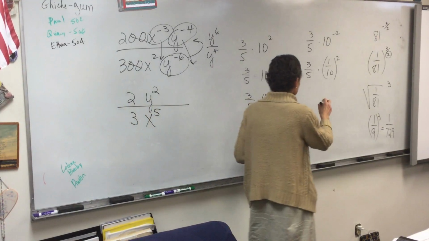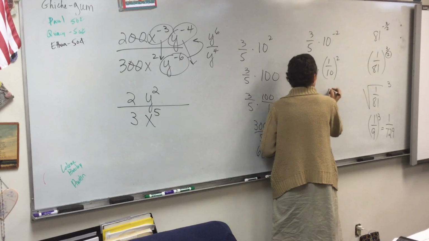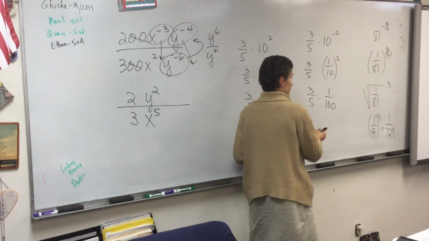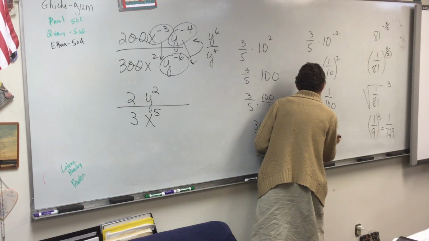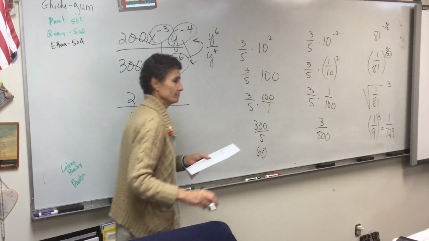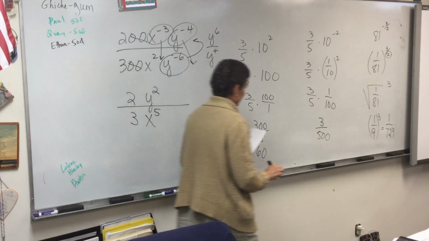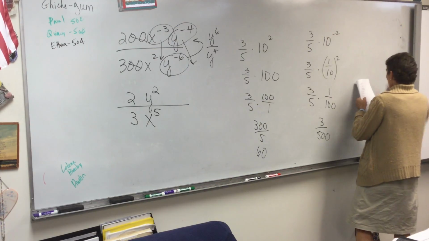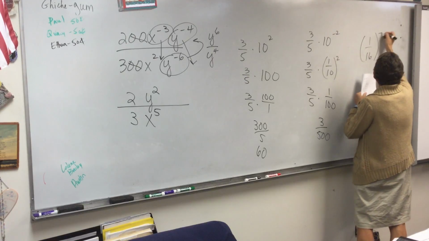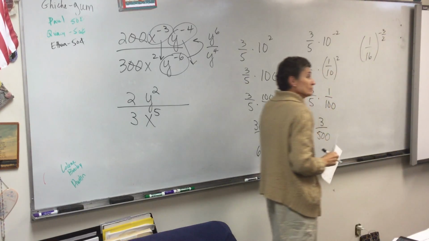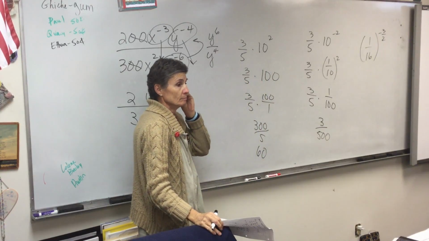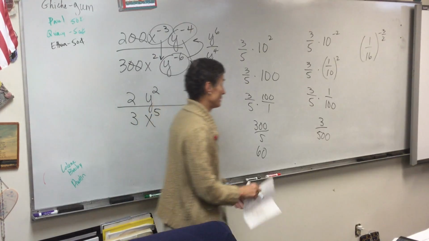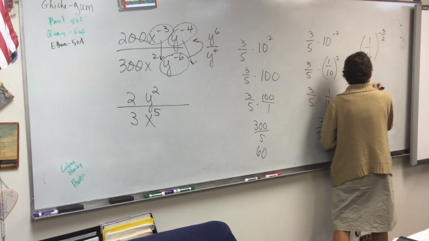Now, what is 1/10 squared? 1/100. So the answer to this one is 3 over 500. All right. What do we do? Flip it. We flip it to 16.